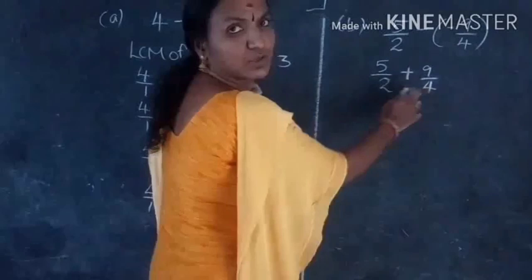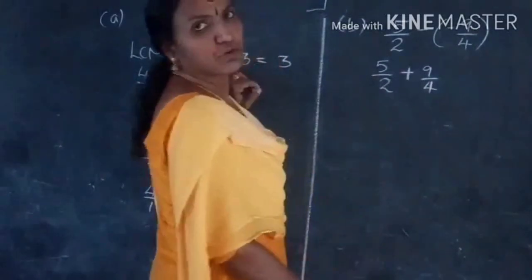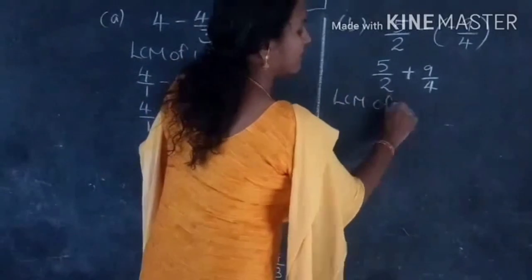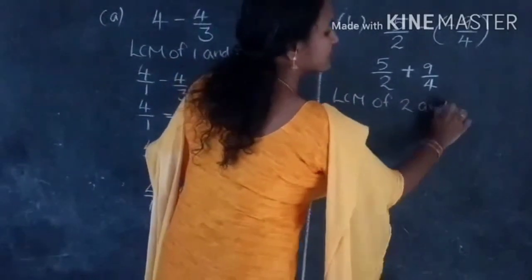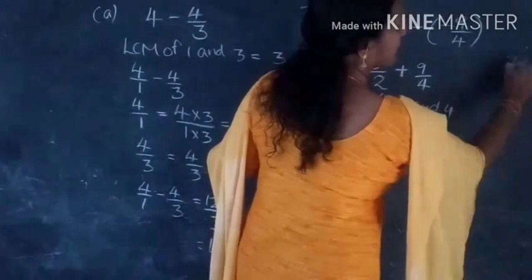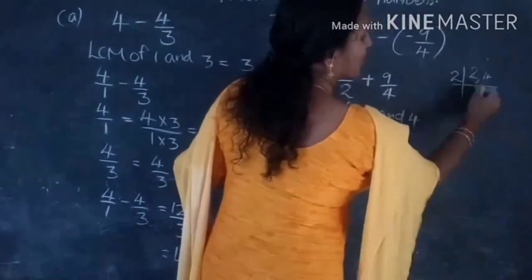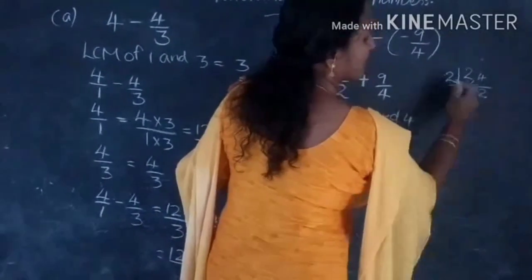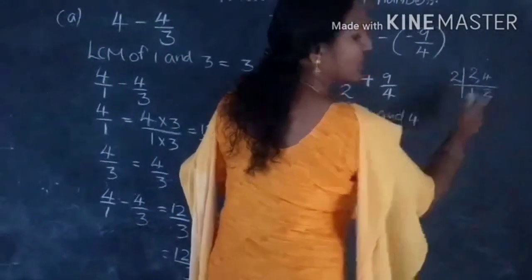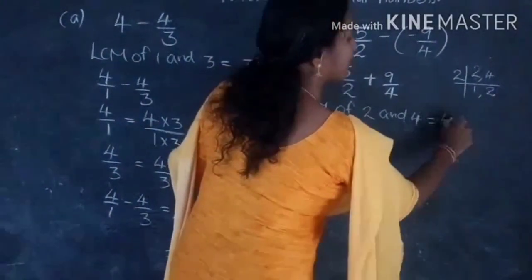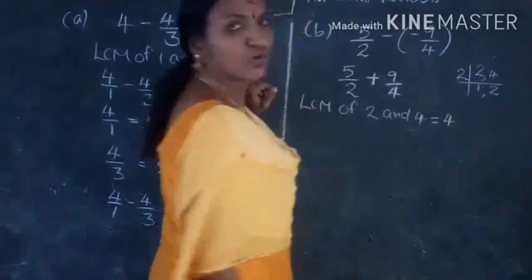Here the denominators are 2 and 4. First we have to find the LCM of 2 and 4. What's the LCM of 2 and 4? The LCM is 1 2s are 2, 2 2s are 4. The LCM is 2 into 1 into 2, which is 4. LCM of 2 and 4 is 4. 2 into 2 is equal to 4.